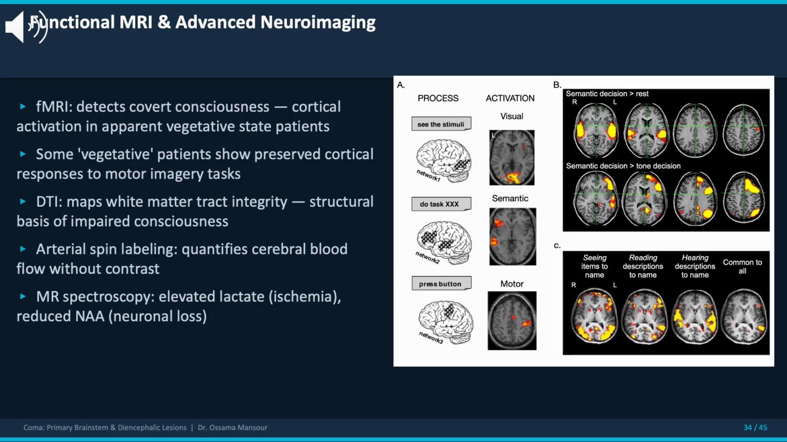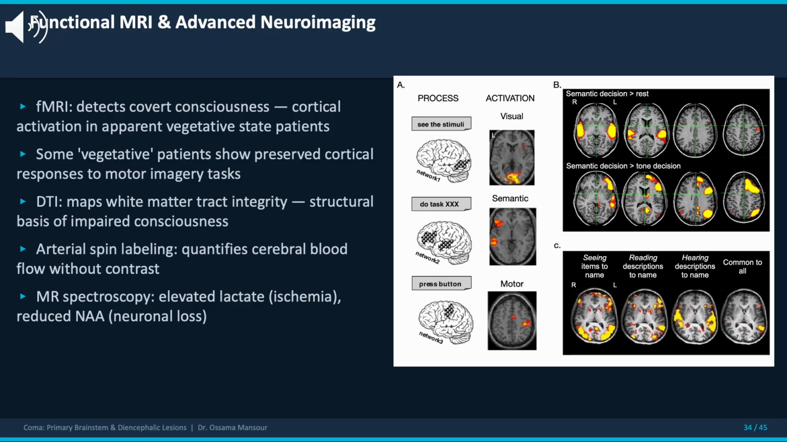Advanced structural MRI techniques, including diffusion tensor imaging, which maps white matter tract integrity, and voxel-based morphometry, which quantifies gray matter volumes, provide additional information about the structural basis of impaired consciousness. Arterial spin labeling perfusion MRI can quantify cerebral blood flow without contrast injection, providing information about regional perfusion abnormalities. Magnetic resonance spectroscopy can detect metabolic abnormalities in brain tissue, including elevated lactate suggesting ischemia and reduced N-acetylaspartate suggesting neuronal loss.